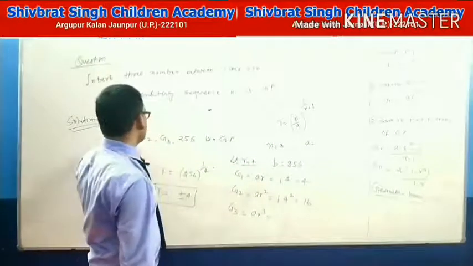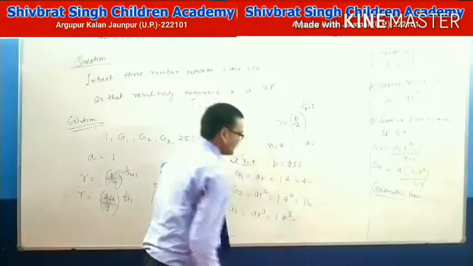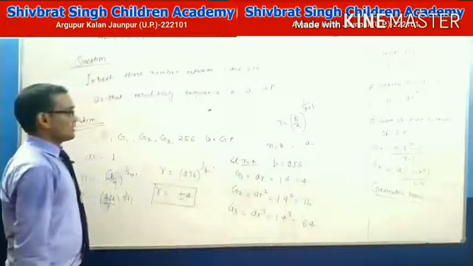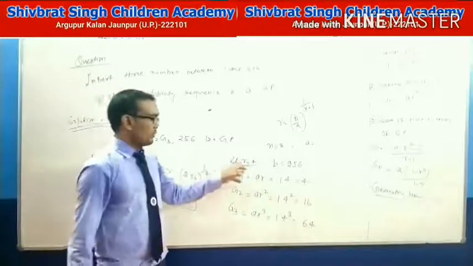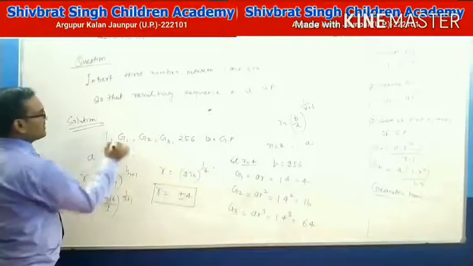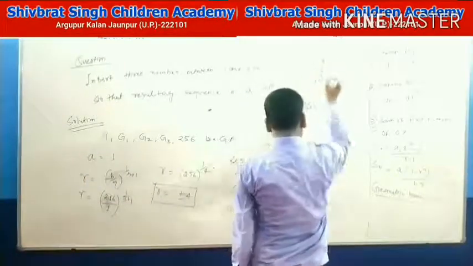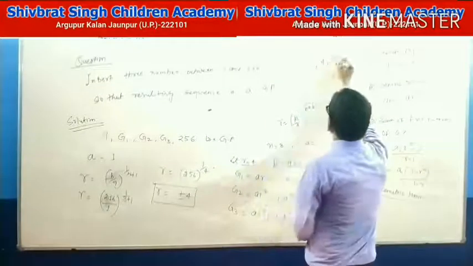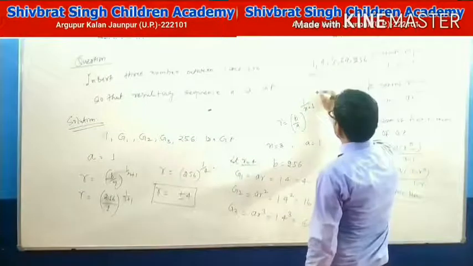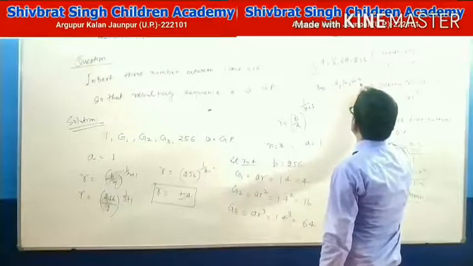and G3 equal to AR to the power 3. This is the fourth term of the GP, and this value is 64. Here if you take the value of R equal to 4, then the three geometric means between 1 and 256 are 4, 16 and 64. Your answer is 4, 16 and 64.